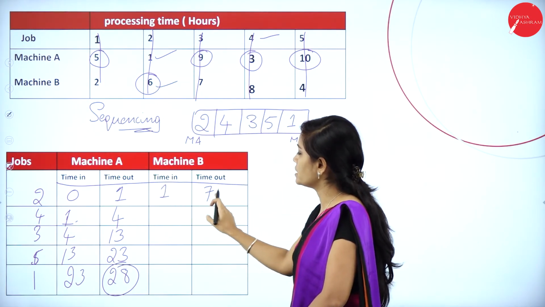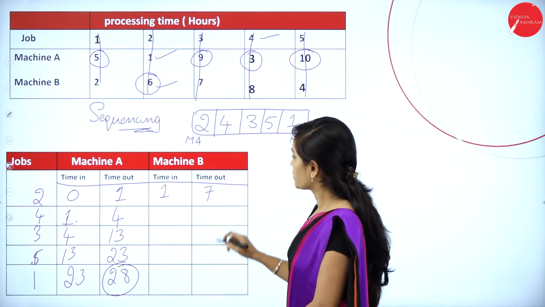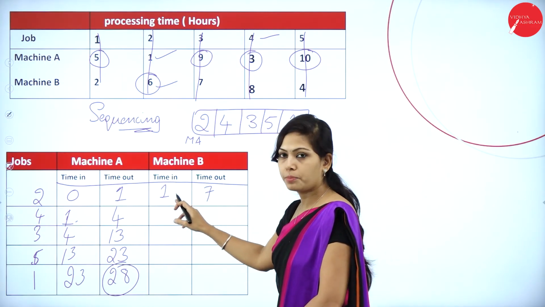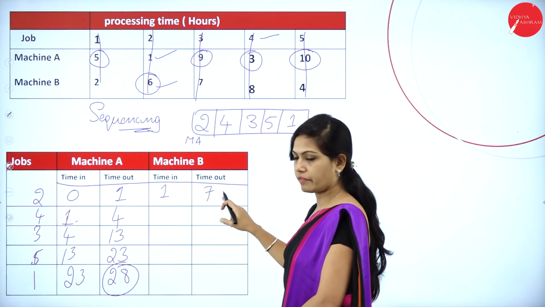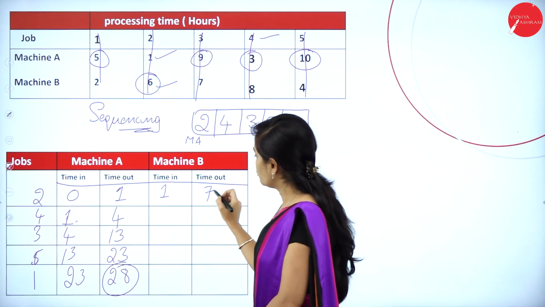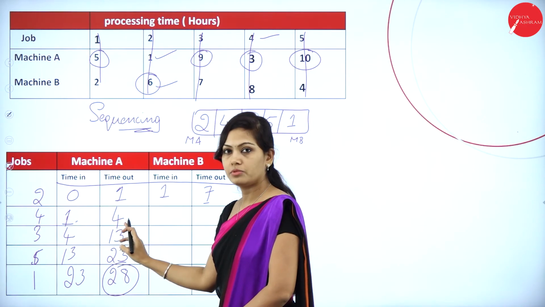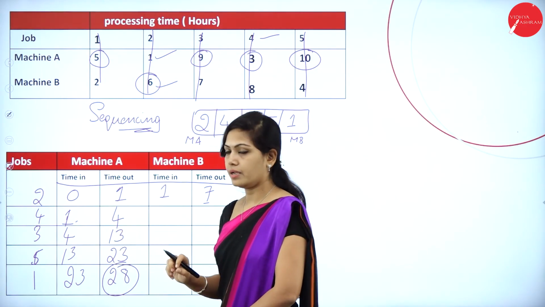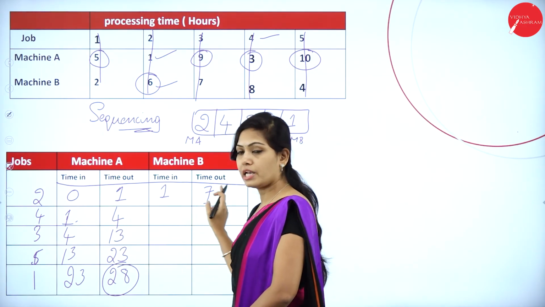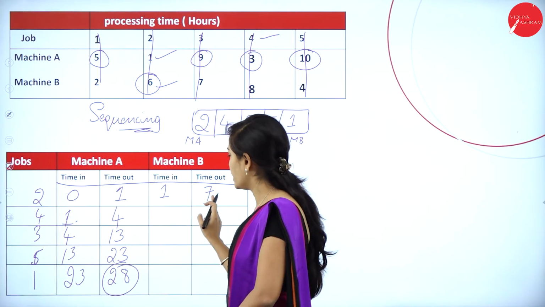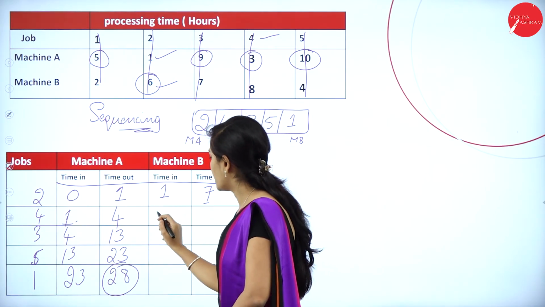So, 6 plus 1 is 7. So, now timeout of job 2 is 1 to 7. Clear? And now you just observe this timeout of machine B and the timeout of machine A. Which is the highest value here? Highest value is 7. I'll write here.